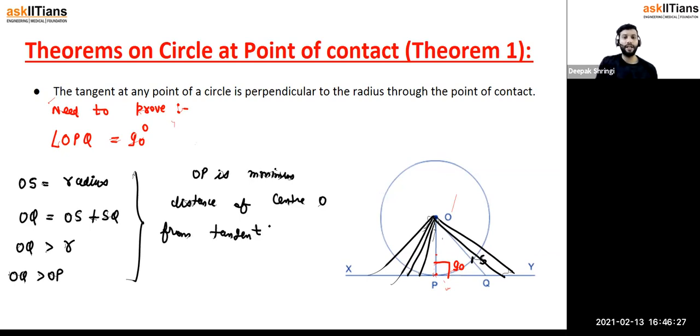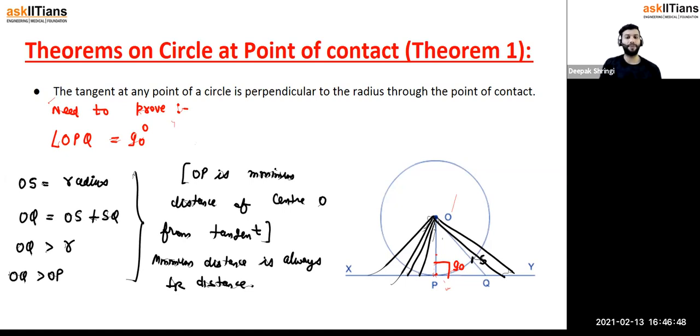And we know that the minimum distance is always along the perpendicular distance. So that means if it is the perpendicular distance, OP is perpendicular to the tangent, and that is XY, right guys?